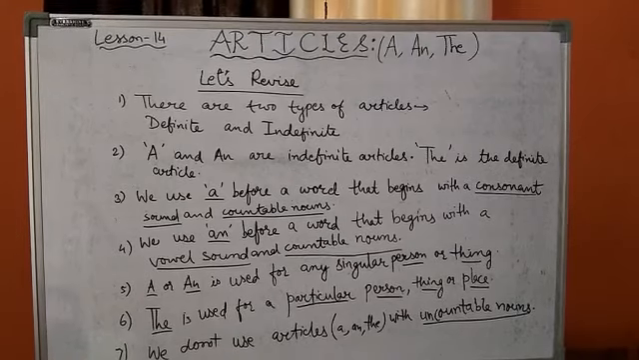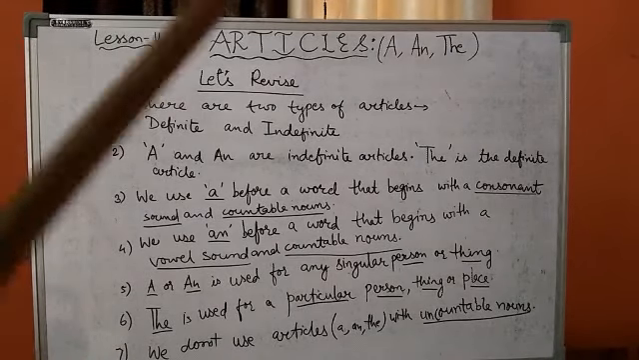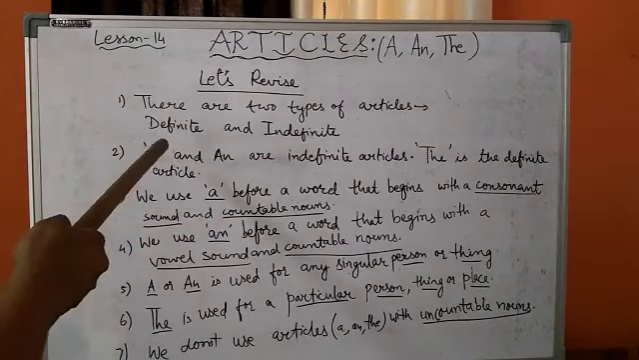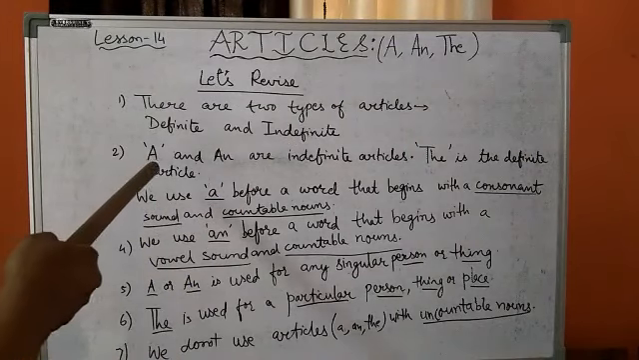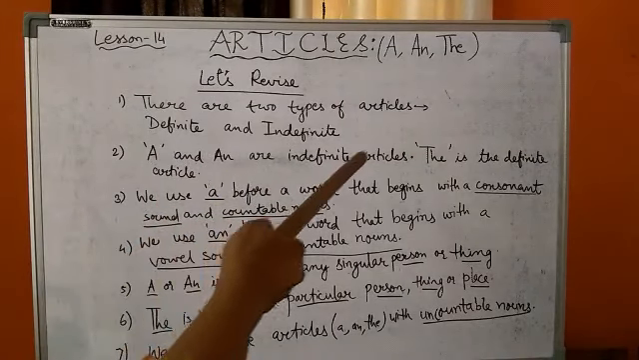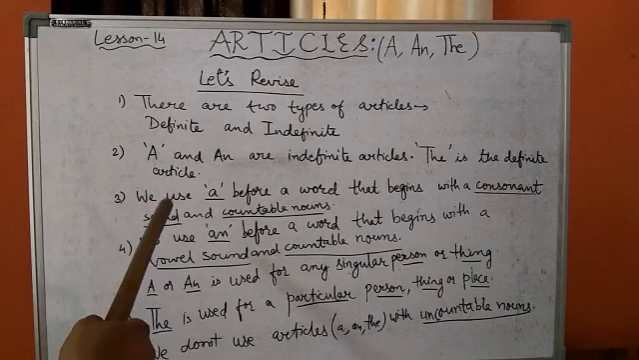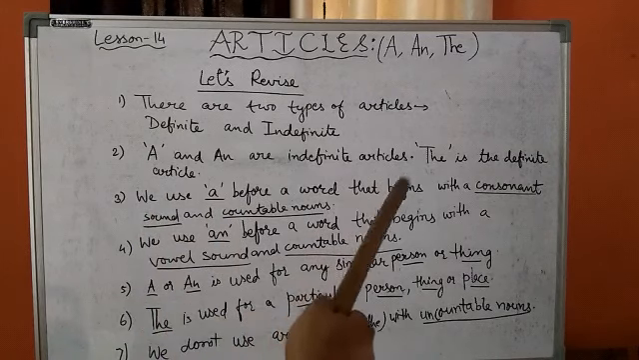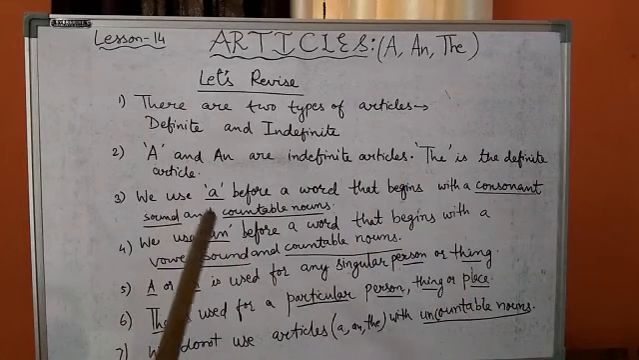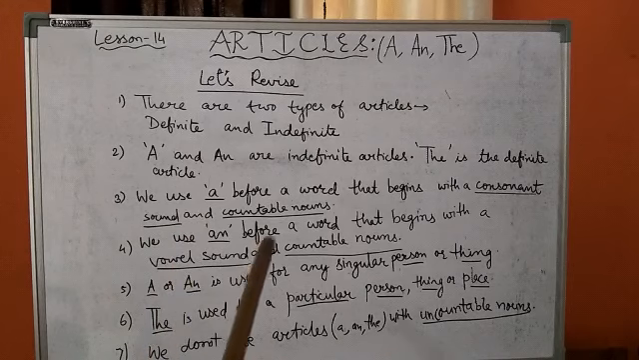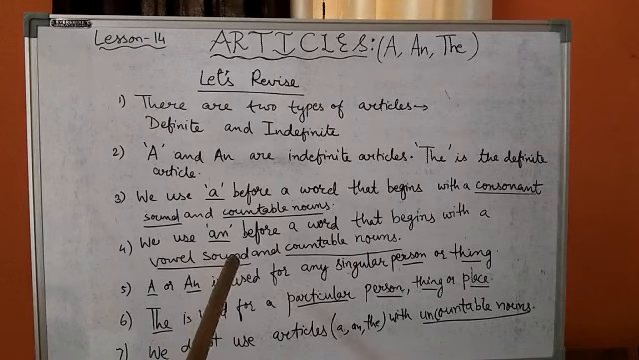Now students, let's revise the whole chapter. Lesson 14, articles. Number 1. There are two types of articles, definite and indefinite. Number 2. A and an are indefinite articles. The is the definite article. Number 3. We use a before a word that begins with a consonant sound and with countable nouns. Number 4. We use an before a word that begins with a vowel sound, that is a, e, i, o, u, and with countable nouns.